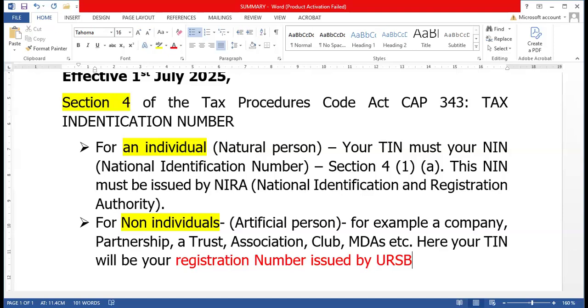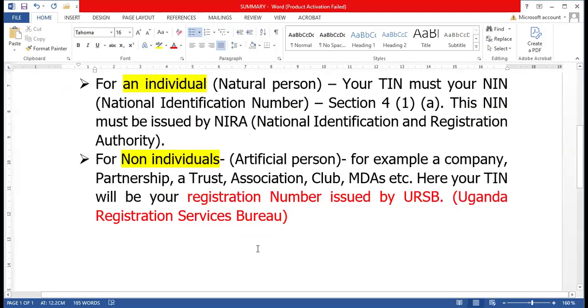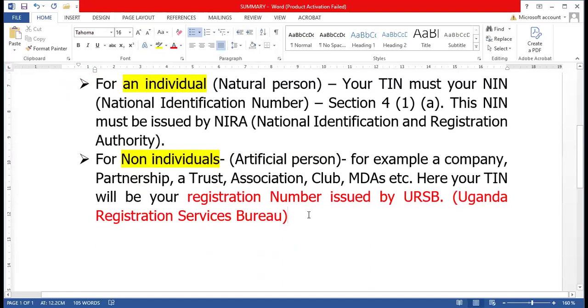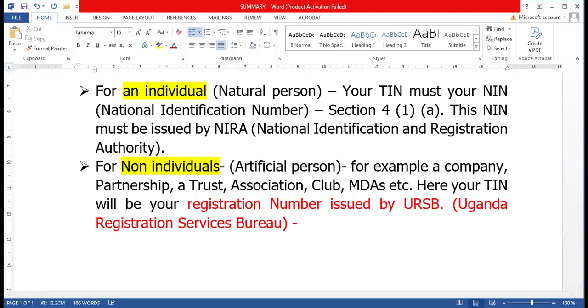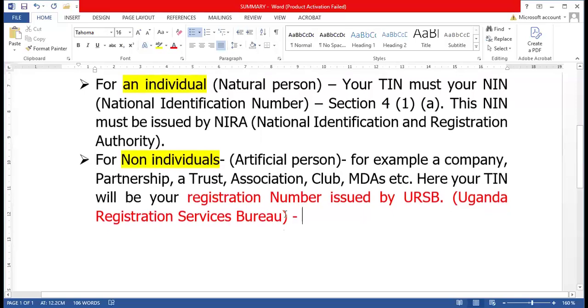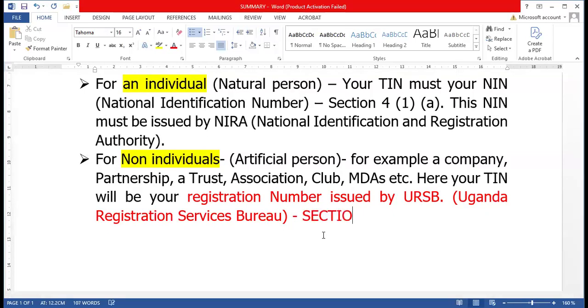Are we together? Please take note. You can check this in the TPC Act, that is the Tax Procedures Code Act. If you have this Act, check under Section 4, subsection 1, part B.